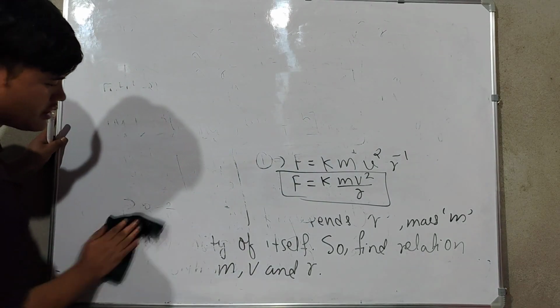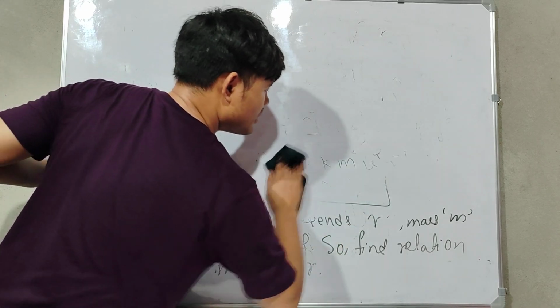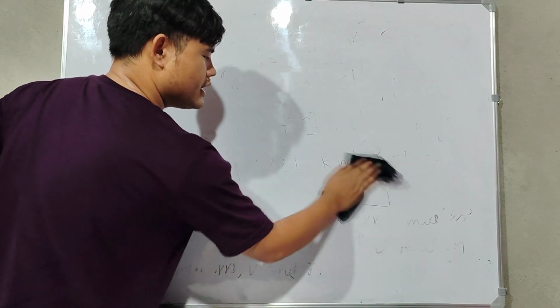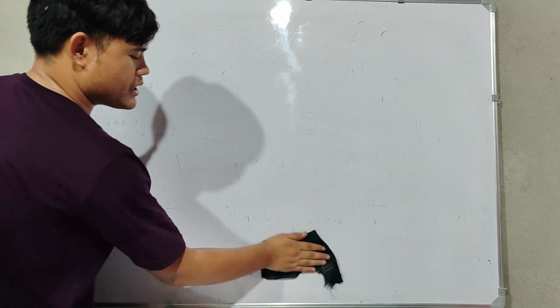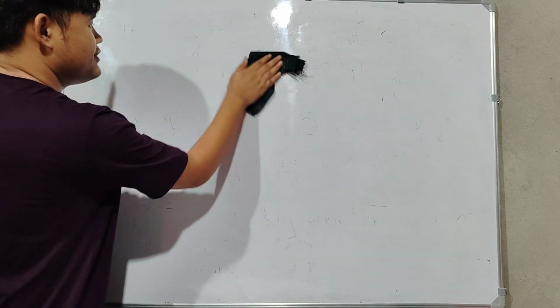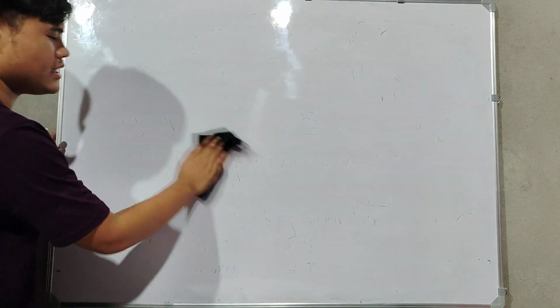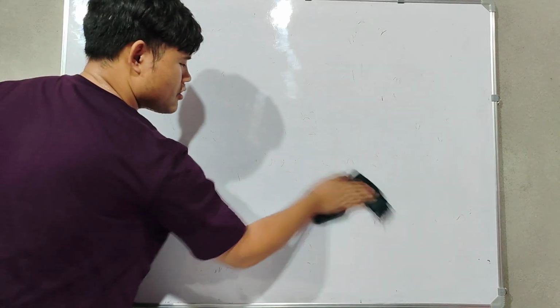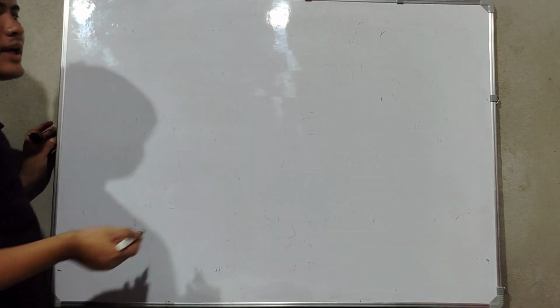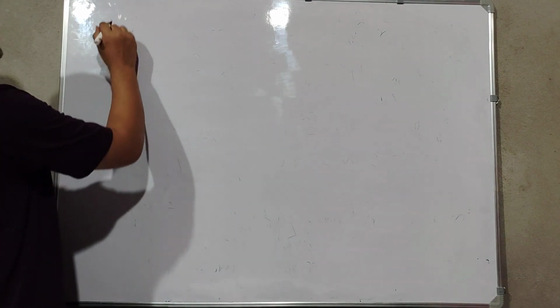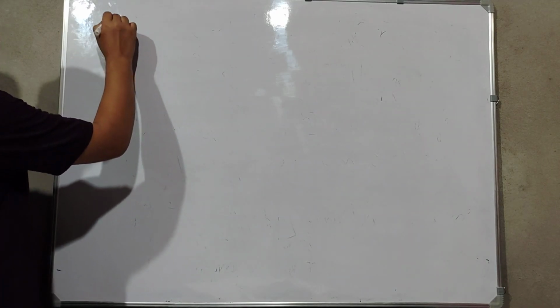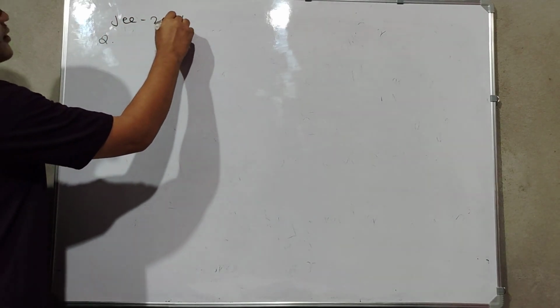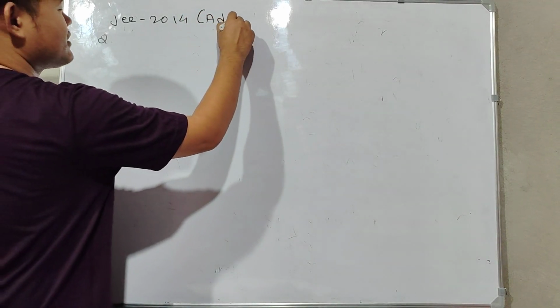After that, we will proceed to the limitations. Before we go to the limitations, we will do one question that came in JEE Advanced 2014. The question is the same as this one only. So we will do that one directly.